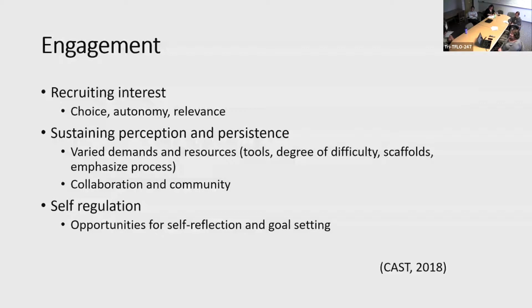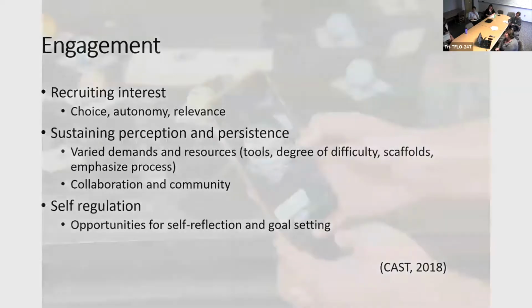And then engagement. I'm not going to really talk about this too much because Joy did an awesome job talking about engagement. But one thing I would like to add is the concept of self-regulation, and the idea is that maybe students will be more engaged if they have the ability to self-reflect or set their own goals within the learning process. So helping students by providing opportunities to do this. But here are just some examples for engagement.